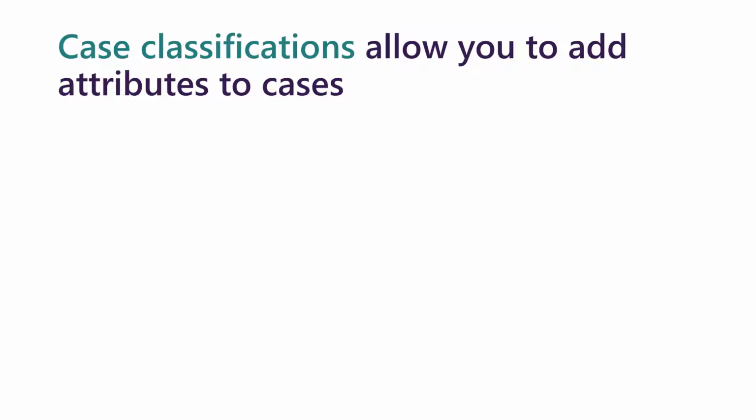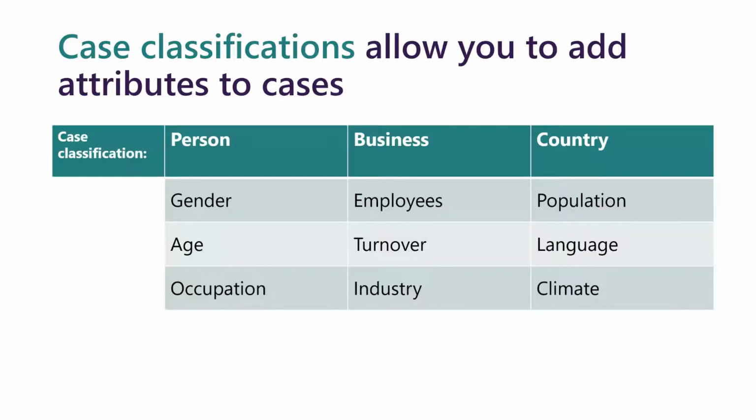Case classifications allow you to add attributes to cases, and they sit on a level above the cases, categorizing whole groups. Some examples of case classifications you might use could be person, that you'd apply to people you've interviewed or involved in focus groups. Here you might record attributes like gender, age or occupation.